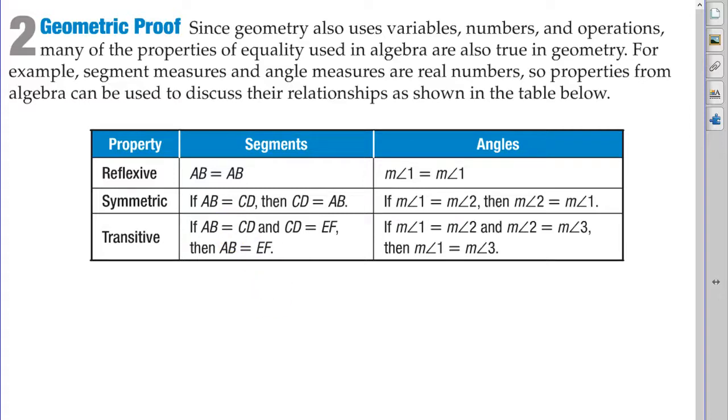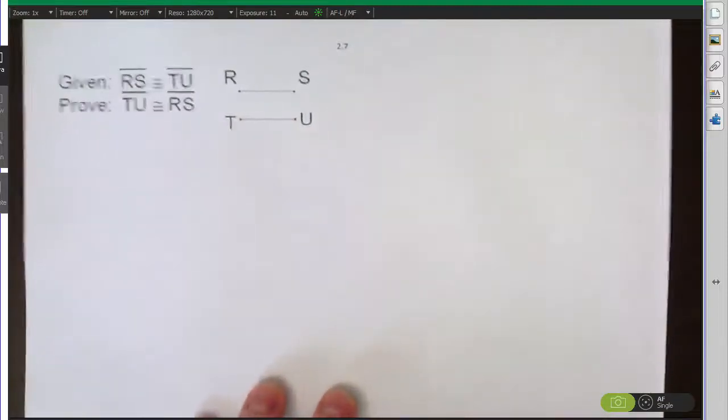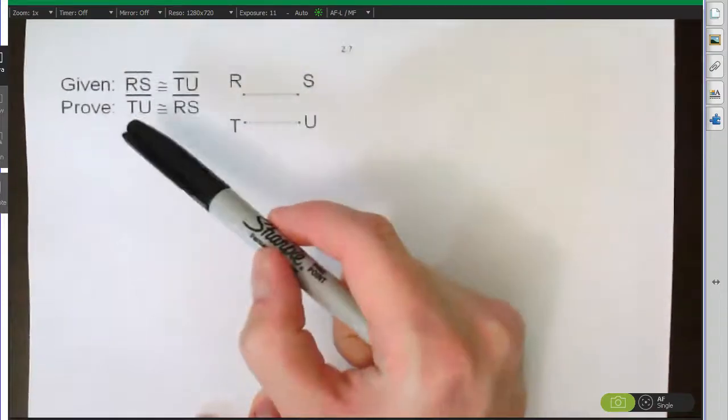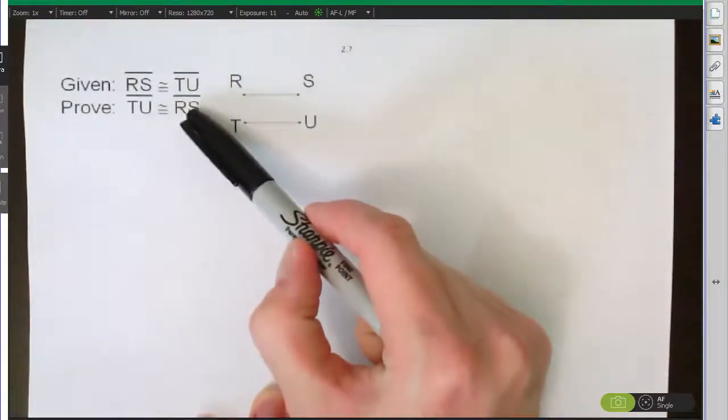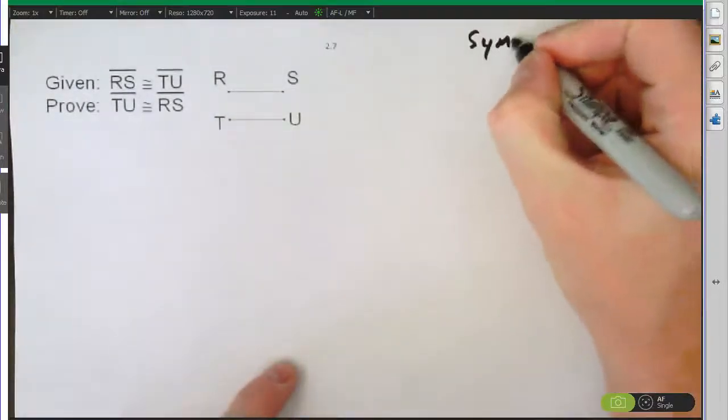Here's our proof for you to copy into your notes. Given RS is congruent to TU, we want to show TU is congruent to RS, which is the symmetric property.